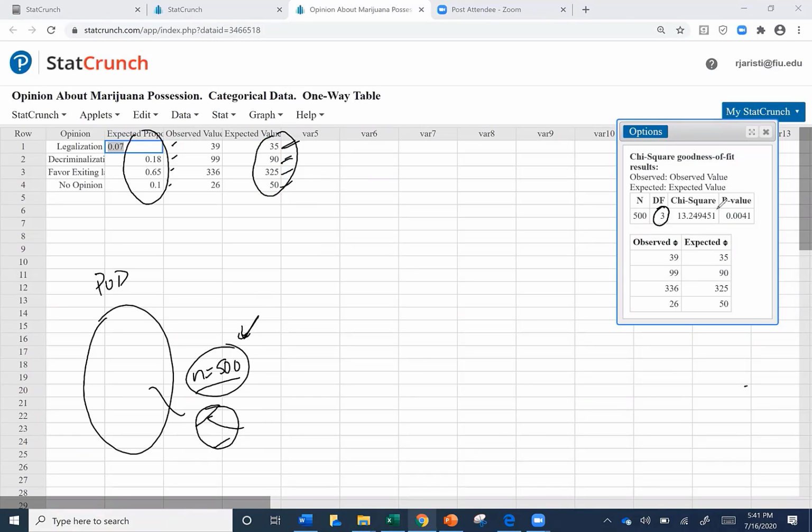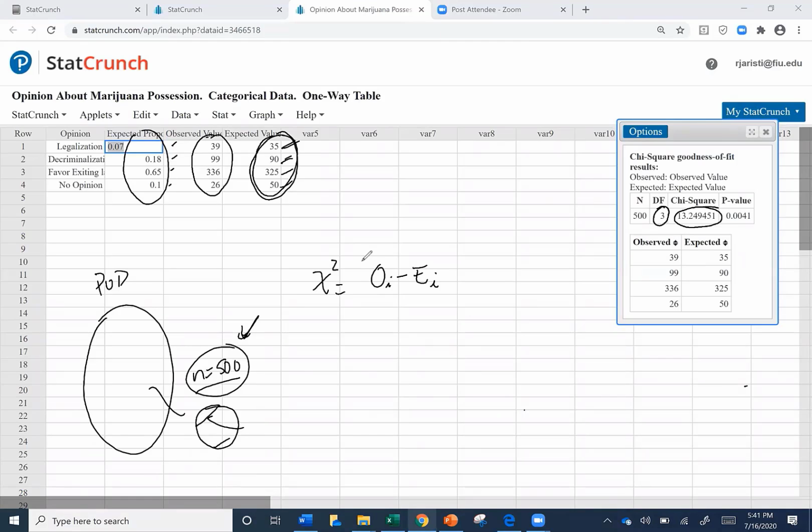What is chi-square? How can we obtain this chi-square value? The formula for the chi-square statistic is given by this. This chi-square statistic measures how far away my observed value is from my expected value. How can we measure this difference? Very easy. Obtain the difference, observed value minus expected value, because this difference could be positive or could be negative.